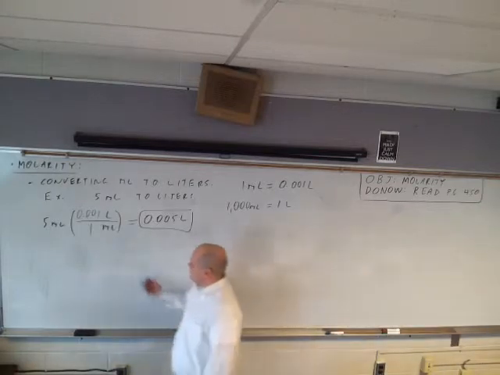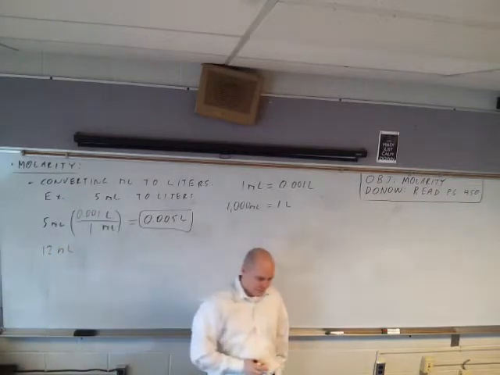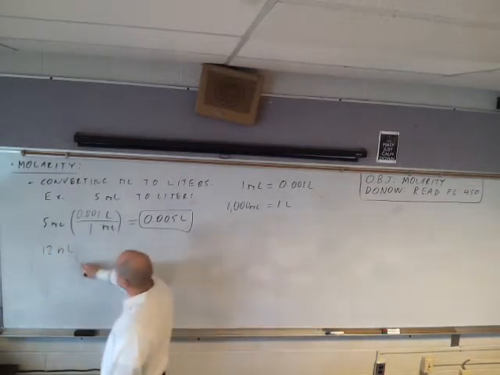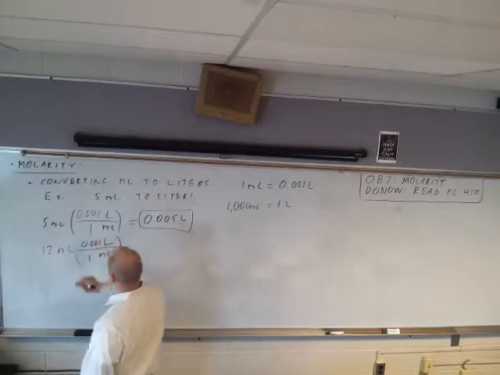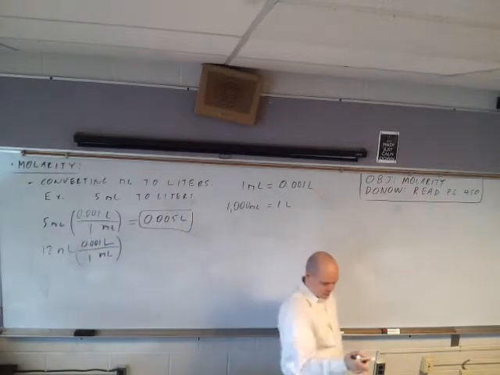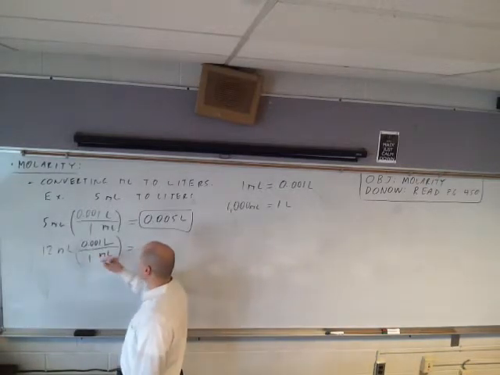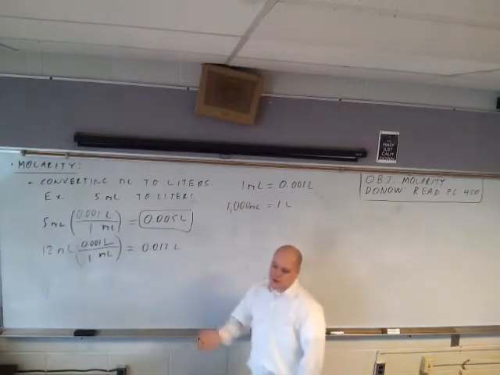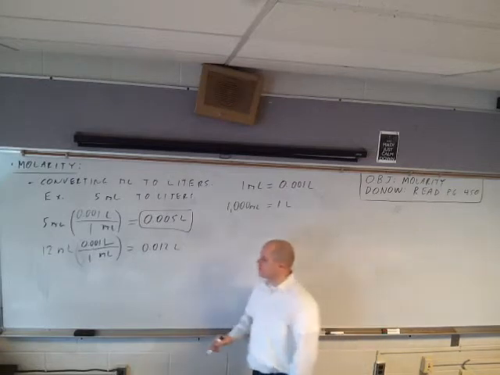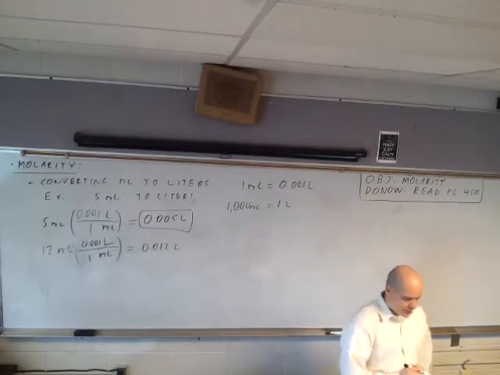All right, let's do one more. Let's do 12 milliliters to liters. So again, same process. Milliliters on the bottom, liters on top. 1 on the bottom, 0.001 on top. It's 12 times that, so 0.012. That'll be liters. So all we're doing for all these conversions is multiplying by 0.001. That's it. Those go away. We good with that? All right, should I do another one?